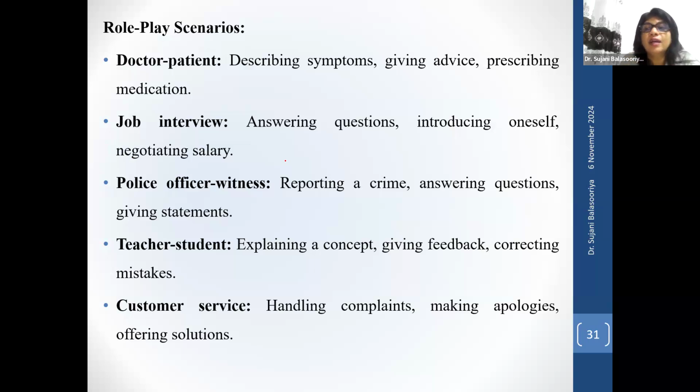There, what are the vocabulary items, what are the words, and what are the structures that are appropriate to be used in communicating this sort of information between doctor and patient? That is what you need to pay your attention to. As a teacher, that's what you should practice with your students. And talking about job interviews: answering questions, introducing oneself, negotiating salary, these kinds of things. I'm not going to read all these things. You can get some idea.